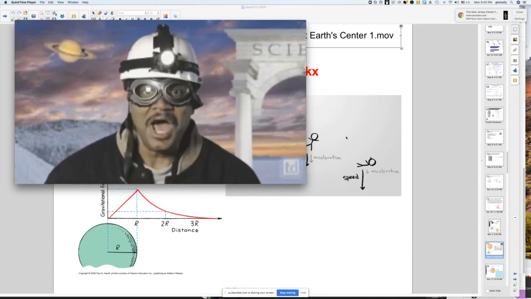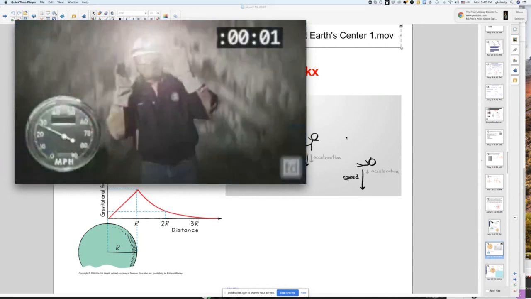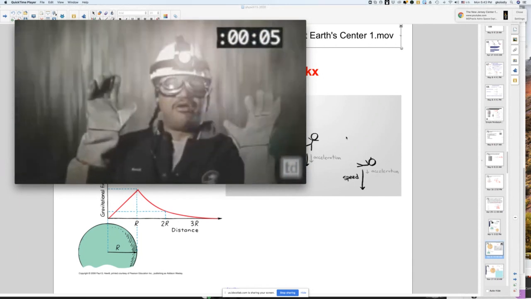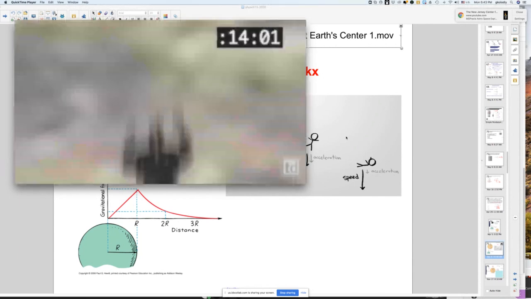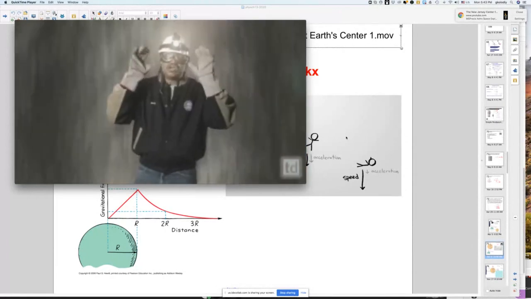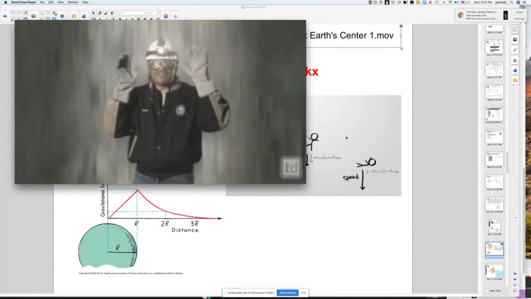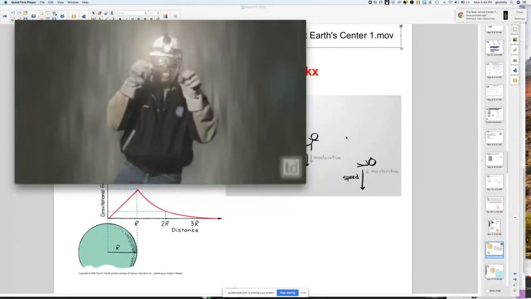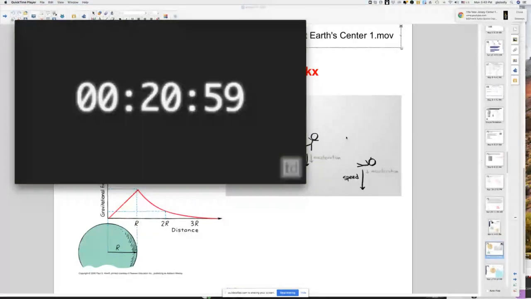All right, here we go. I fall, gaining speed as Earth's mass pulls me towards the center. 14 minutes into my fall, halfway to the center, and I've accelerated to more than 15,000 miles an hour. Here, there's only half the force of gravity than on the surface. So I'm still gaining speed, but at a slower rate than when I first jumped in.